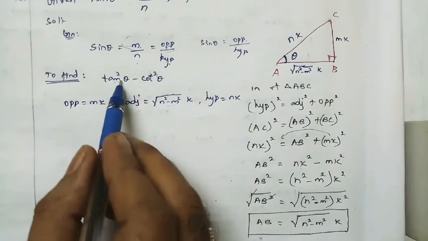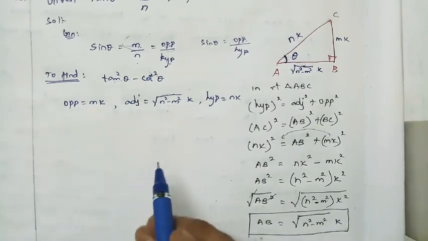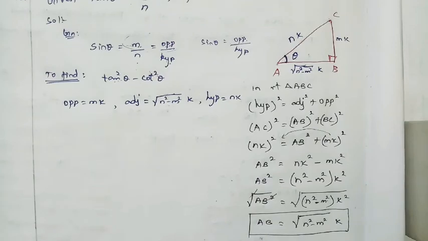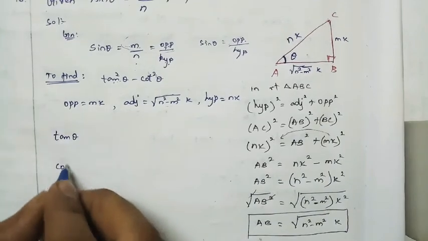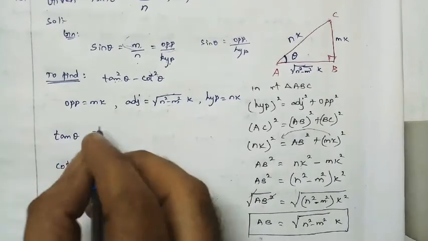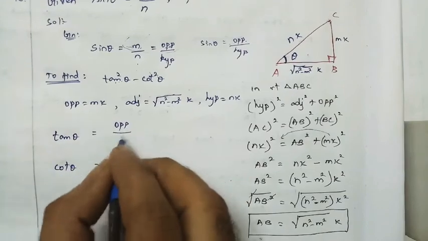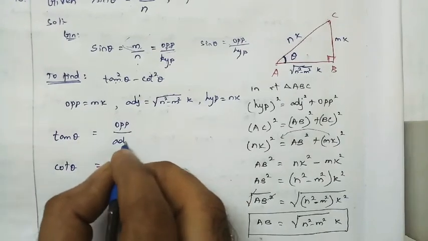First we can find the tan theta and cot theta. After that, just apply the square and simplify, we will get the value of tan square theta minus cot square theta. So first we will find the tan theta and the cot theta, right? So what is tan theta? Tan theta is opposite side divided by adjacent side, right?